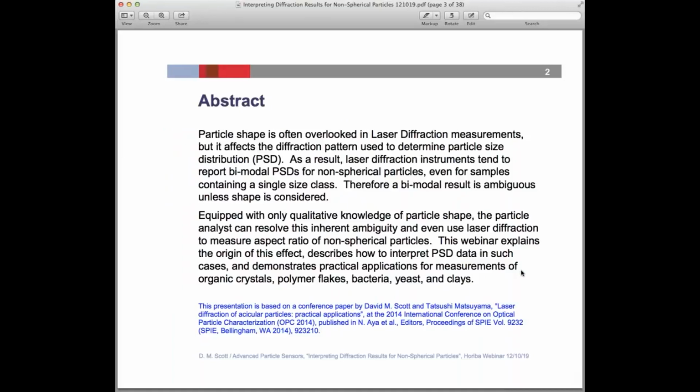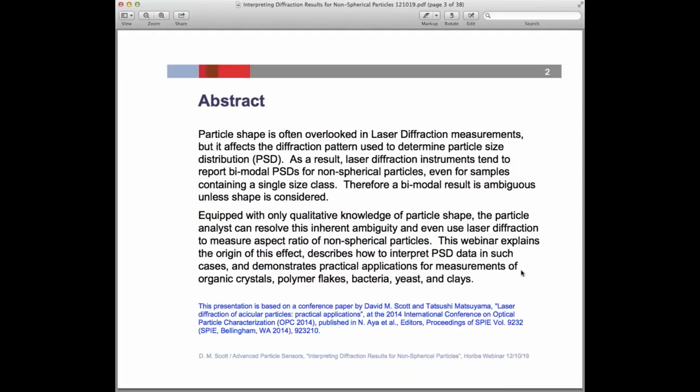So, moving on to the topic at hand, this is basically just a recap of what the talk is about. Particle shape is often overlooked in laser diffraction measurements, but it actually affects the results. In fact, laser diffraction instruments tend to report bimodal distributions for non-spherical particles, even for samples where the particles are all the same size. What that means is that if you get a bimodal result, it's actually ambiguous unless you consider the effective shape, and we'll talk about that.